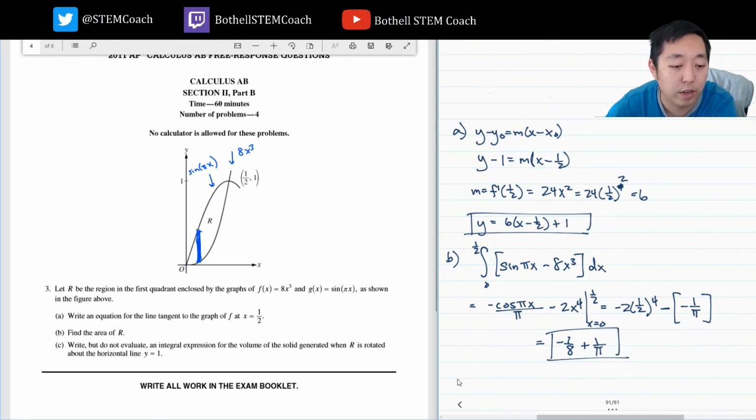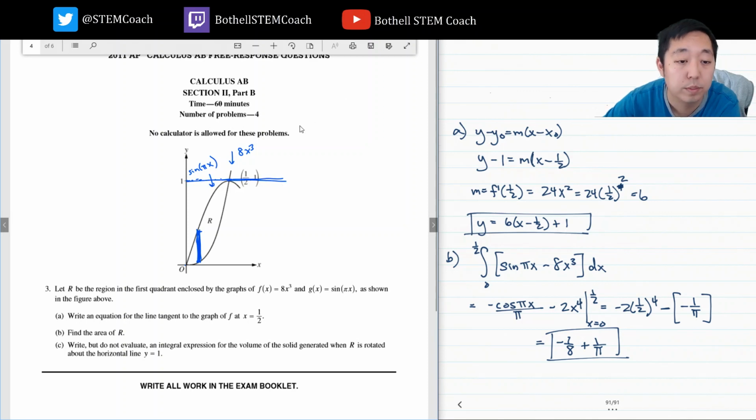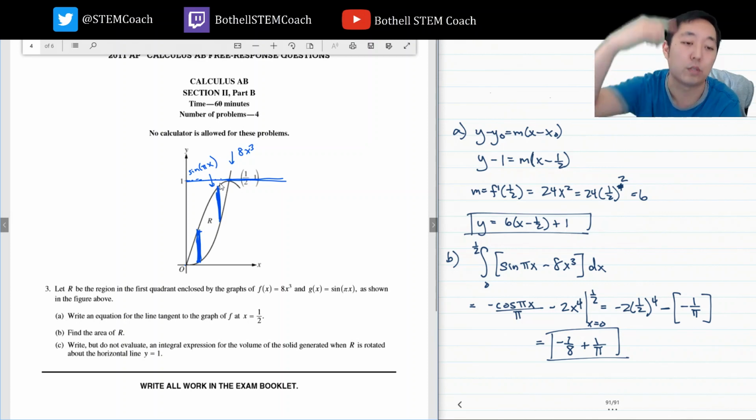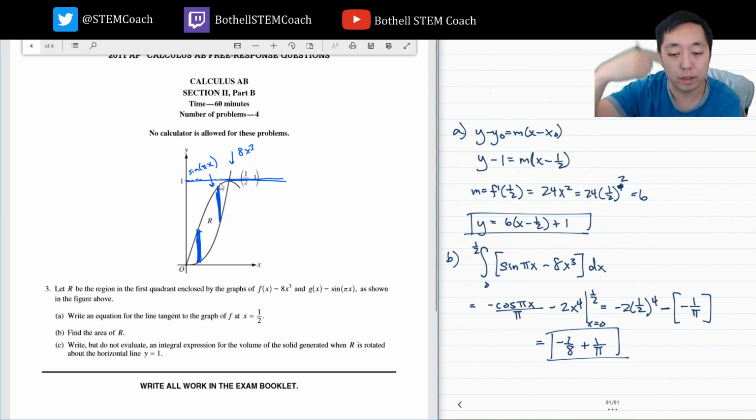C, write but do not evaluate an integral expression for the volume of the solid generated when R is rotated about the horizontal line y equals 1. So this line right here. It's going to go through this point too. Okay. And so I want to see what happens when each one of these slivers gets revolved around y equals 1. Okay. So the shape that it forms is a disk.